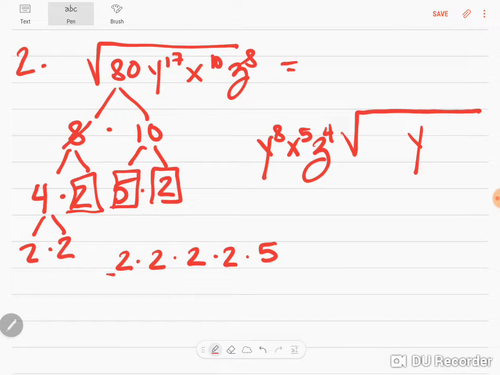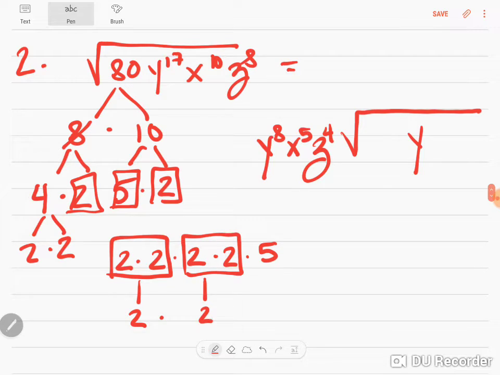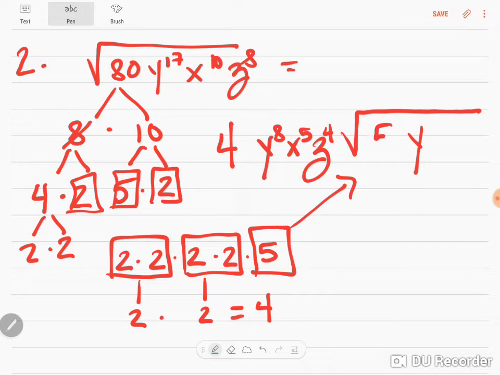All right, so let's get our pairs. We have a pair right there. We have a pair right there. 2 times 2 is 4. 4 is coming out. What is left is our remainder of 5. 5 goes inside. And this is your answer.